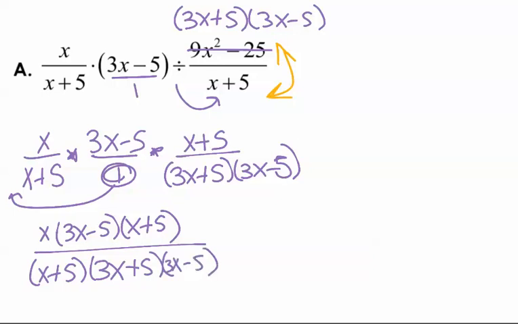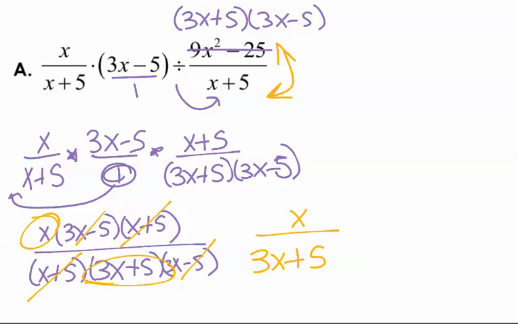And now we can look for those matches, and we can see that we have a match of 3x minus 5 on top and bottom, and we have a match of x plus 5 on top and bottom. So the only thing left on top is an x, and the only thing on bottom is 3x plus 5. So x over 3x plus 5.